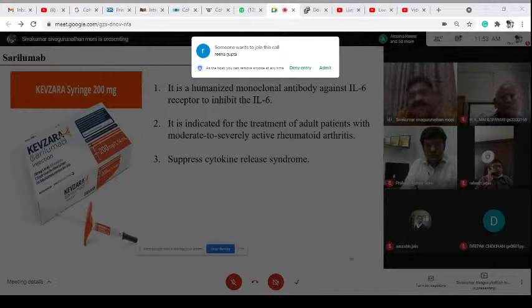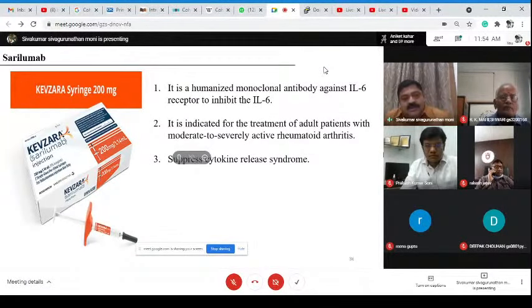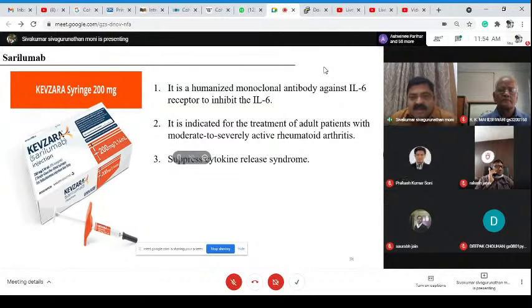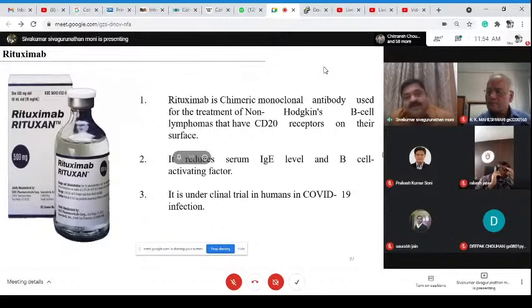Sarilumab is also a humanized monoclonal antibody against the IL-6 receptor. Here, the concept of suppressing infection is directly proportional to controlling the cytokine storm. If you are able to modulate the cytokine storm, that is more important to control SARS-CoV-2 virus infection. It inhibits the IL-6 receptors on producing cells, so that it can suppress IL-6 levels and modulate the cytokine storm. Suppressing the IL-6 level is an important factor as far as SARS-CoV-2 virus infection is concerned.